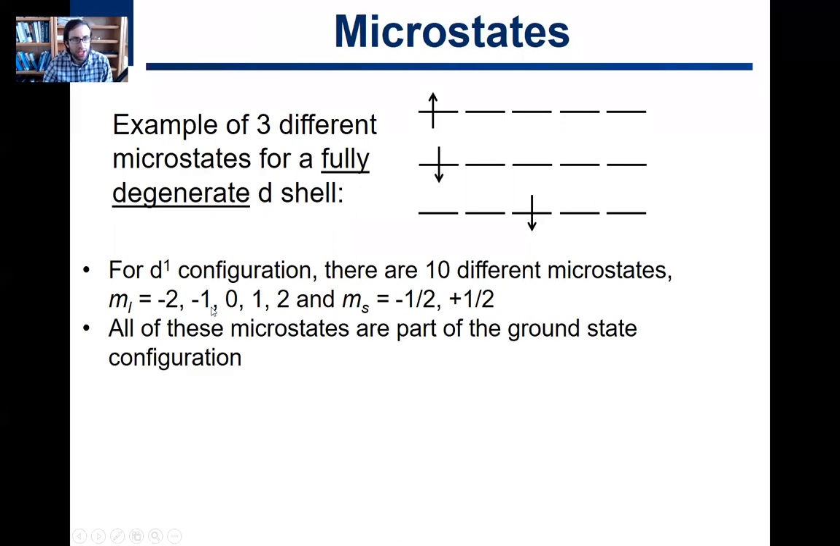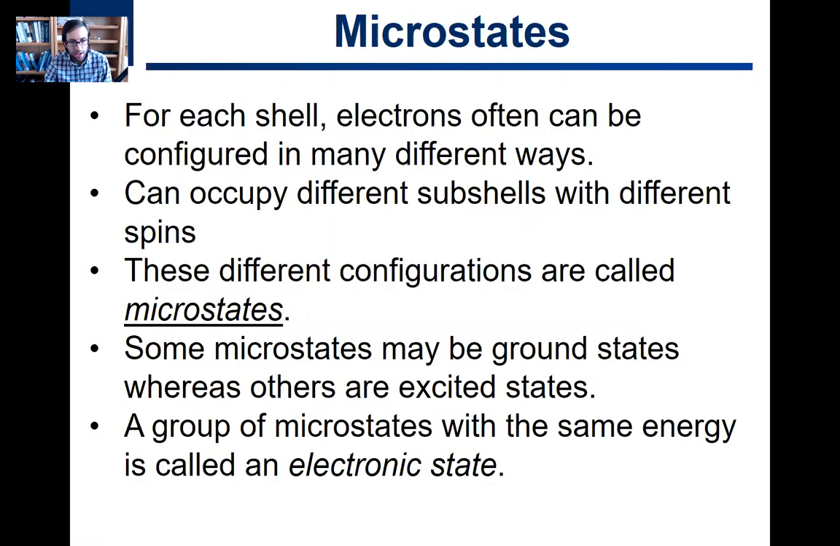Now, all of those, I think we can intuit, have the same energy. They all have spin up or spin down, that's arbitrary, and they're just in different subshells. Well, all the subshells are the same energy, so that's arbitrary too. So all of these microstates are part of the ground state electronic configuration. We said a group of microstates with the same energy is called an electronic state.